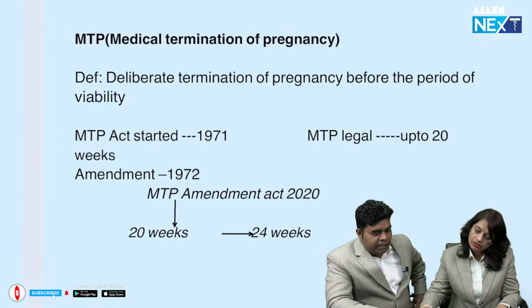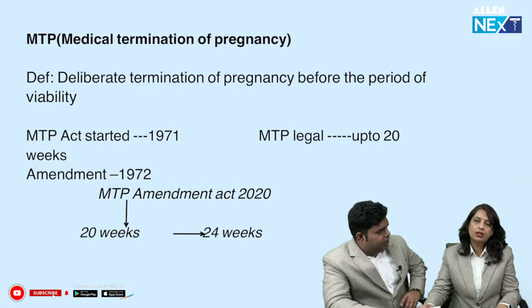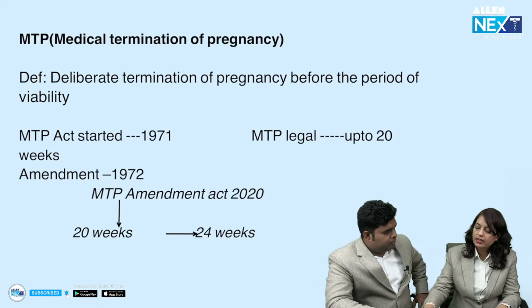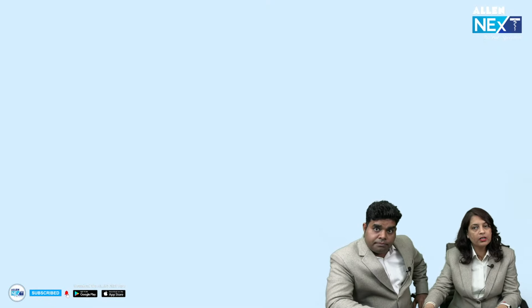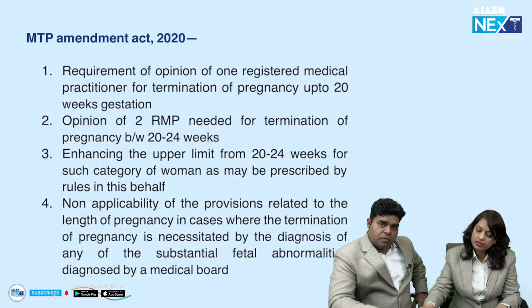So we can continue with that. Even if it is 24 plus 4, we will go with termination. There is a special medical board that I mentioned: gynecologist, pediatrician, radiologist, and a gazetted officer appointed by the state government. Upon their recommendation, we can proceed.